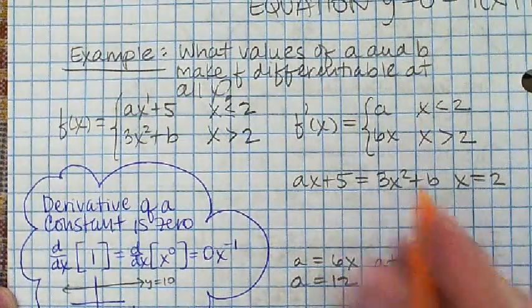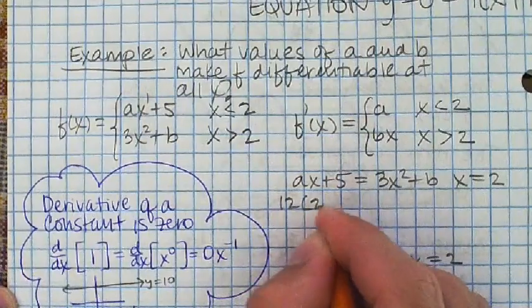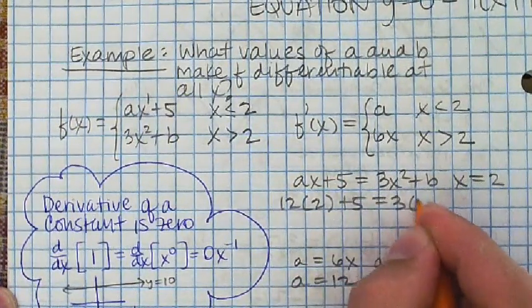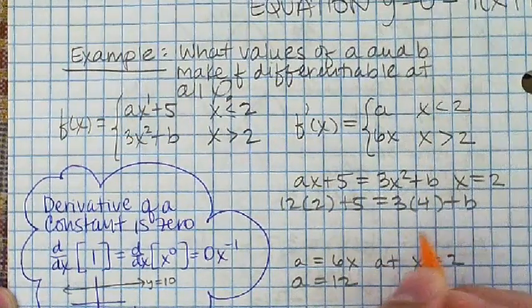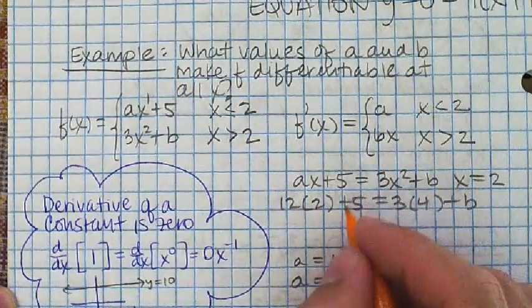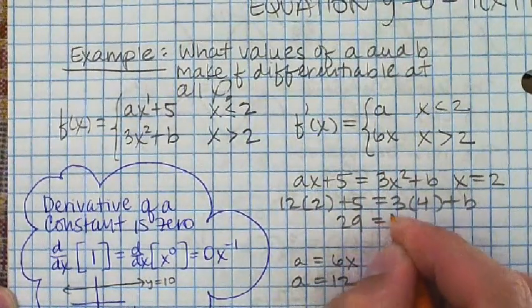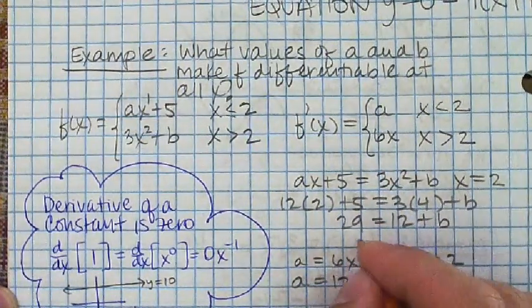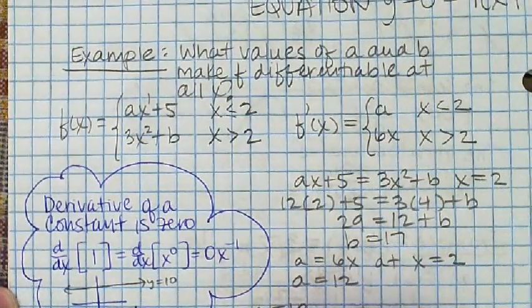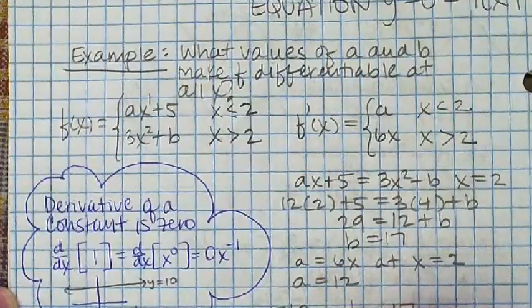And then I've got a is 12, times x is 2, plus 5, is equal to 3 times x squared is 4, plus b. So this is 24 and 5 is 29. It's equal to 12 plus b, and b is equal to 17. So I've got a equals 12 and b equals 17.